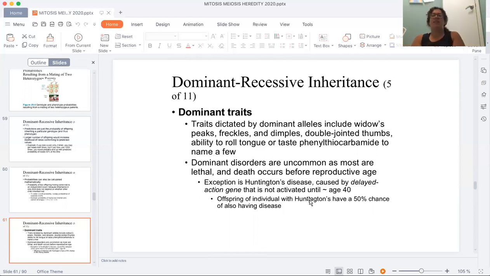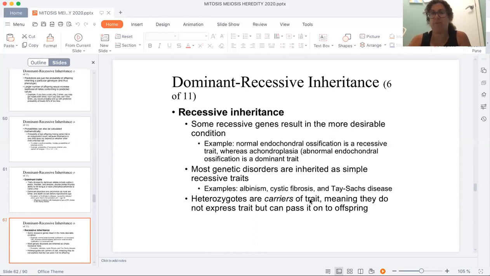Fun. And then there are certain disorders that are dominant. Most dominant disorders are uncommon because they're lethal. So death occurs before reproductive age in most dominant disorders. An example of this is Huntington's disease, which is a disease of the nervous system, and it's caused by a delayed action gene that's not activated until age 40, and that's very uncommon.